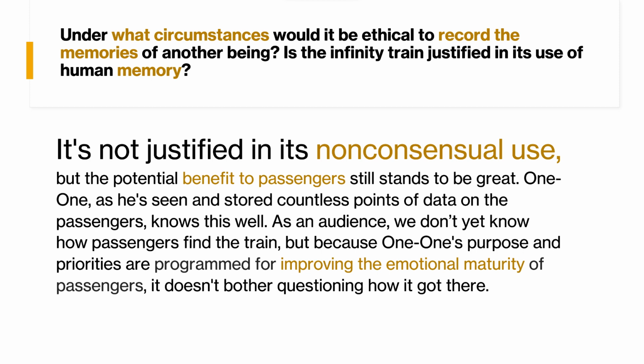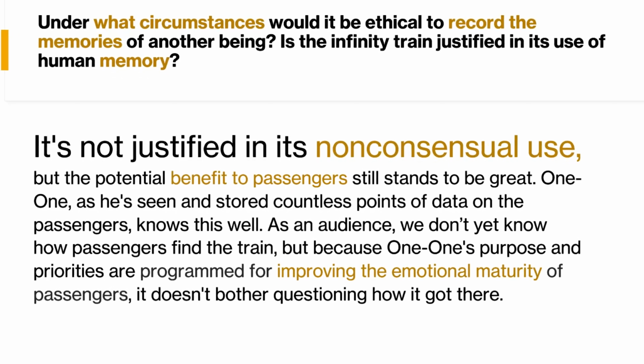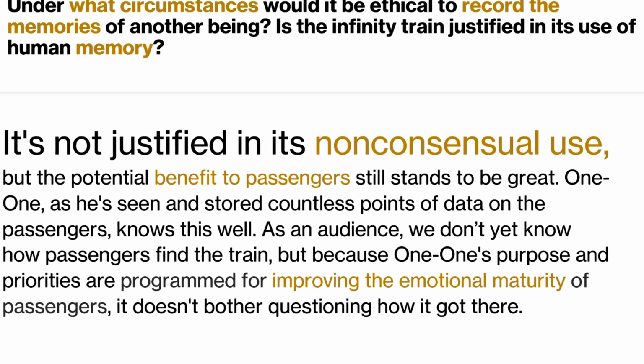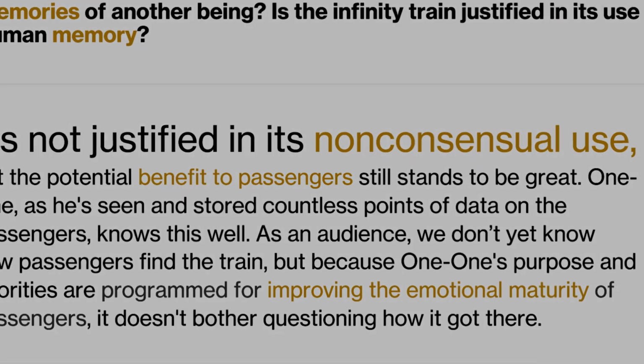While the train is not justified in its non-consensual use, there is still great potential benefit to passengers, should this system be redesigned with passenger awareness and consent in mind. 1-1, as he's seen and stored countless points of data on the passengers, knows this well. As an audience, though, we don't yet know how passengers find the train. But because 1-1's priorities and purposes are programmed for improving the emotional maturity of passengers, it doesn't bother questioning how they got there. So, while the train is not justified, there's still no clear placement for blame either.